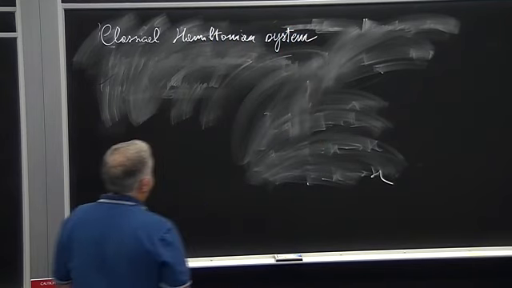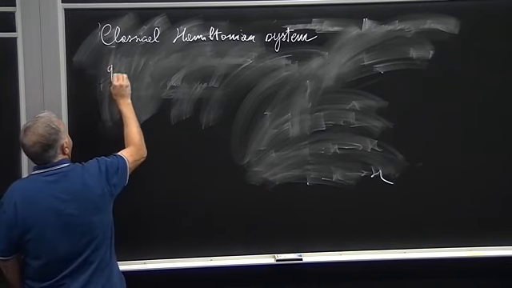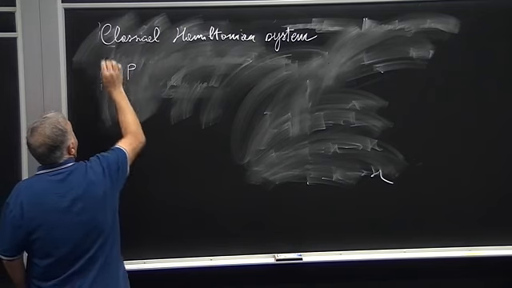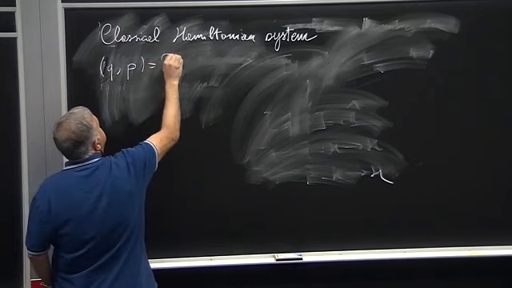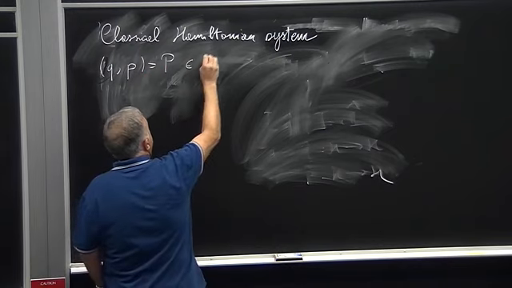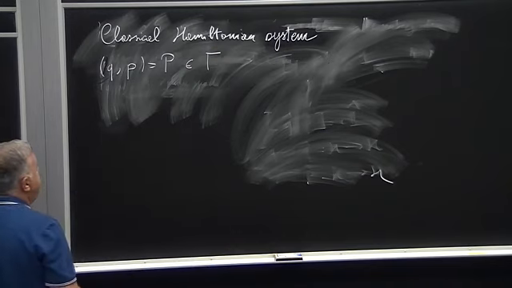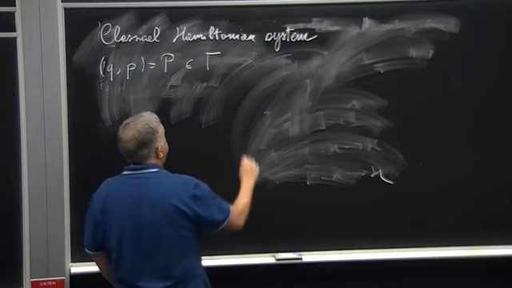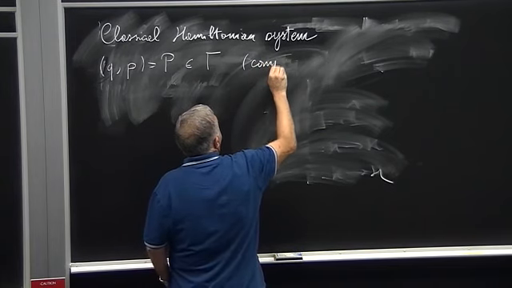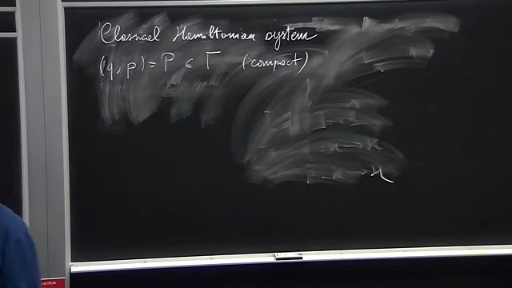So as you all know, this is described in terms of canonical variables, which you can think of as points belonging to a manifold, which is called the phase space, and we may assume for the time being this is compact.